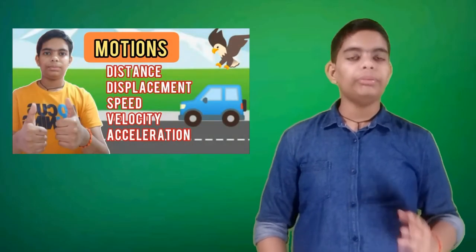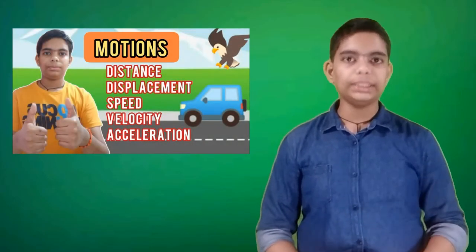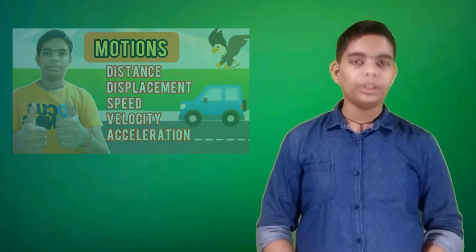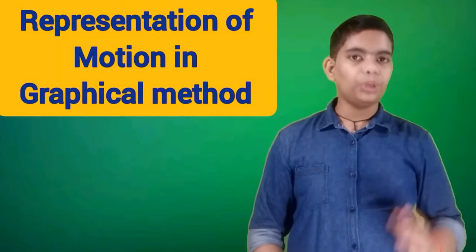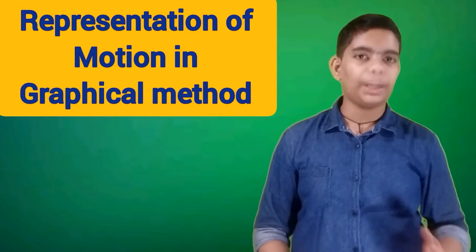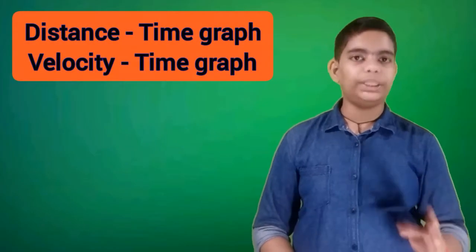In the previous video on the topic of motion, we discussed distance, displacement, speed, velocity and acceleration. So in this video, let us represent these physical quantities in a graphical method. The nature of the motion of the bodies can be easily understood by its graphical representation. So what are the graphs that we come across in this video? There are two graphs, distance time graph and velocity time graph.